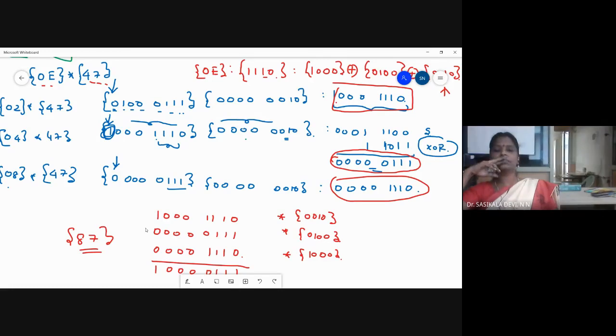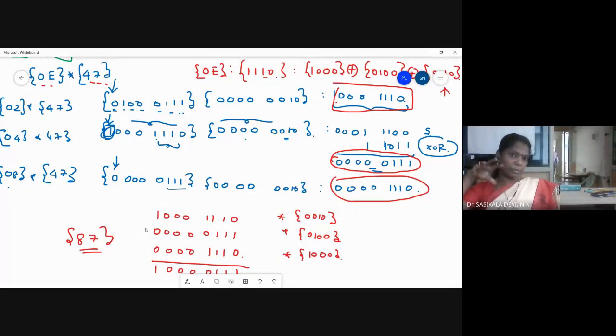Students, clear? Can you understand the concept? Any doubts so far? Or do you have any doubt? Can you understand multiplication by 2, multiplication by 3, multiplication by E?